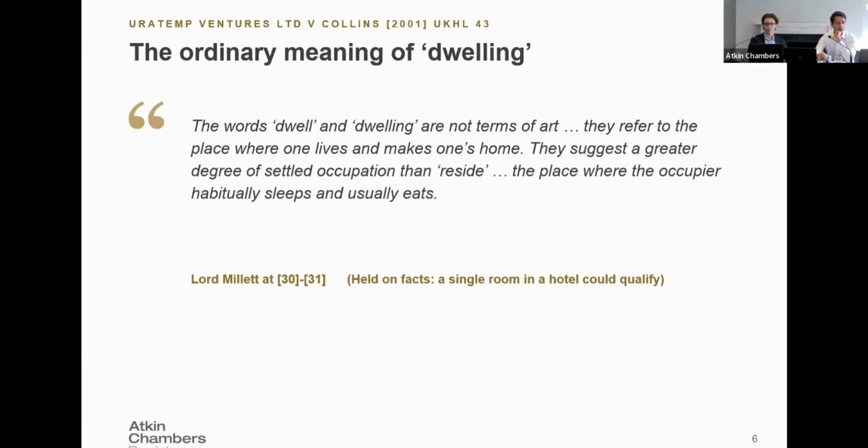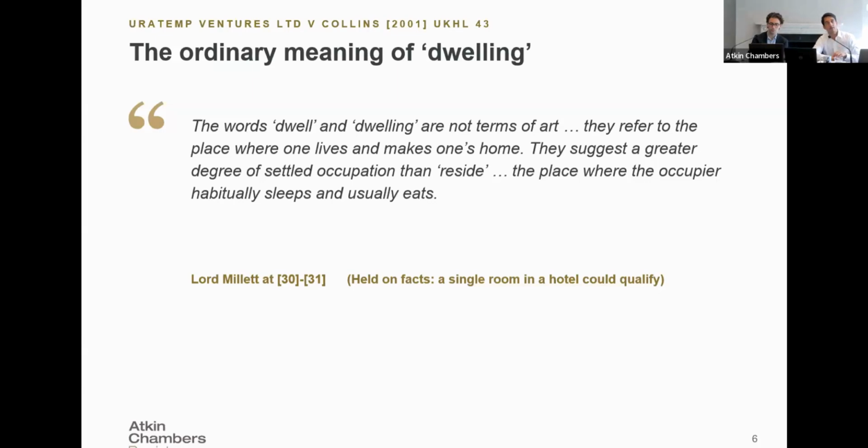Now, in this case, Mr. Collins had been living in the hotel for 13 years prior to proceedings being commenced. And that was at first instance before it got to the House of Lords. So in that case, it was very much an instance of long-term usage of that hotel room. And the Housing Act 1988 is very much focused at protecting, is concerned with a situation where there's potentially a tenancy and providing protections on that basis.